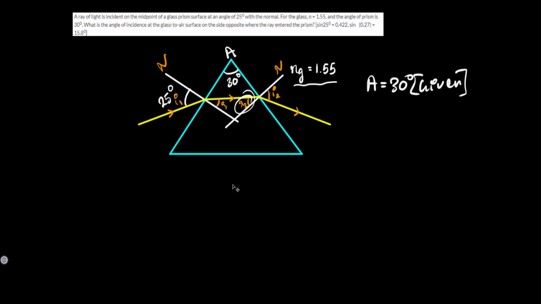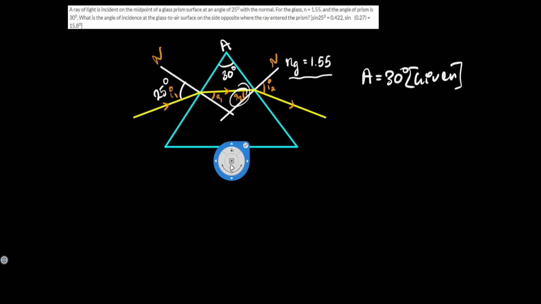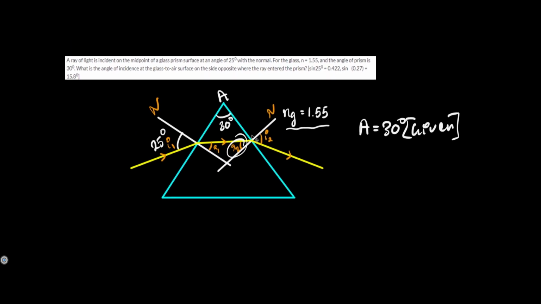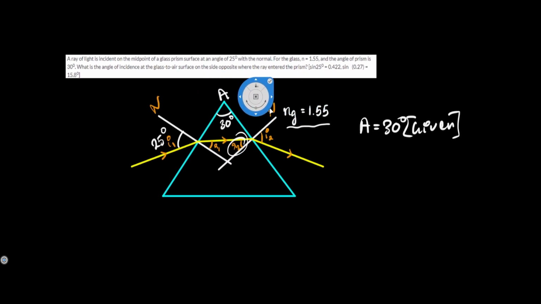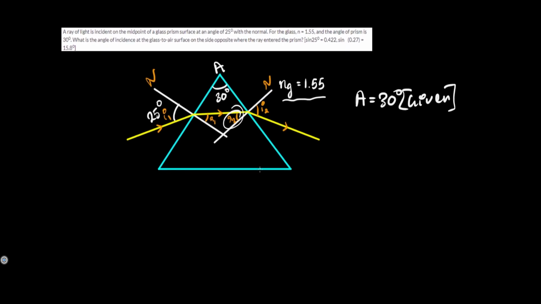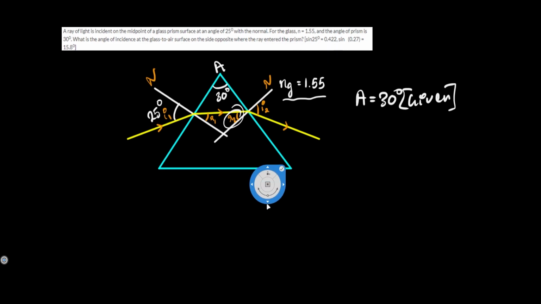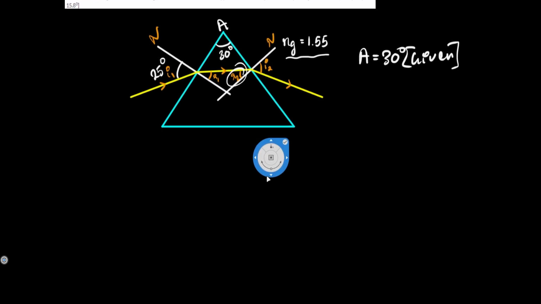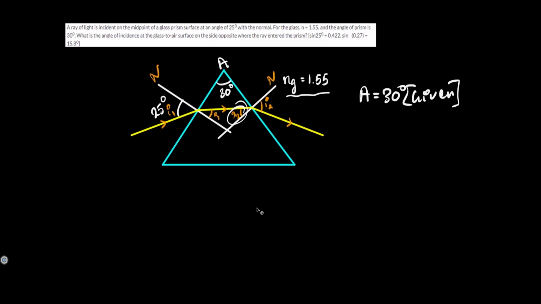Cool. Now, what the question is saying is to find R2. That's basically the incident angle to the normal at the interface of glass and air. That's right. Glass to air surface on the side opposite where the ray enters the prism. That's basically what it's saying. So to find R2, that's the question. And we are given some sine values. Cool. So these sine values are gonna help us a lot.